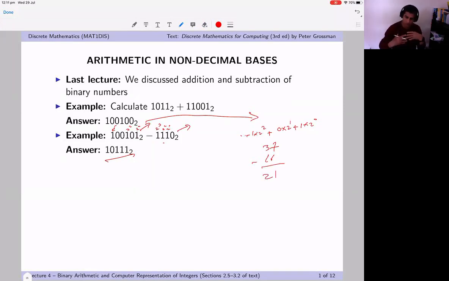And now you can convert 21 into binary. So you can do again the same process by successive division. So 10, 1, 5, 0, 2, 1, 1, 0. So your answer, oh, what did I do? It's 14, not 16.